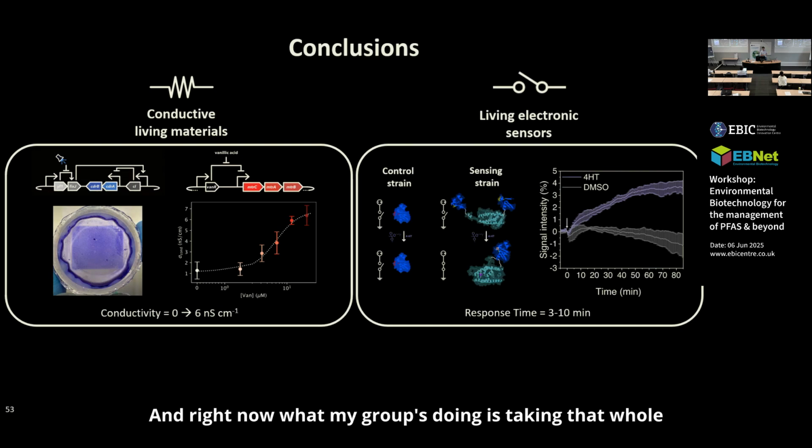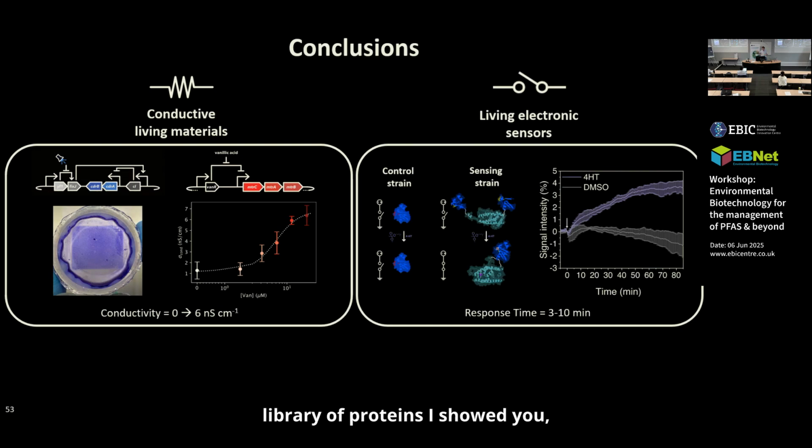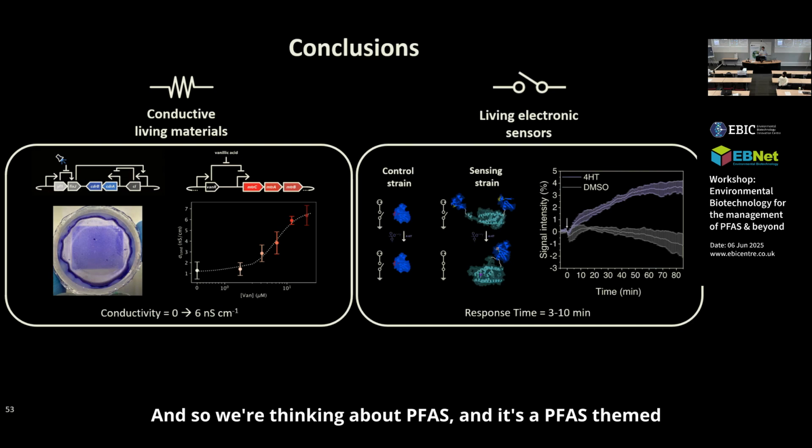And right now what my group's doing is taking that whole library of proteins I showed you that transport electrons, finding domains of interest and finding new sensors. And so we're thinking about PFAS, and it's a PFAS themed event. So we don't have a sensor yet, but maybe in the next time we talk, we will.